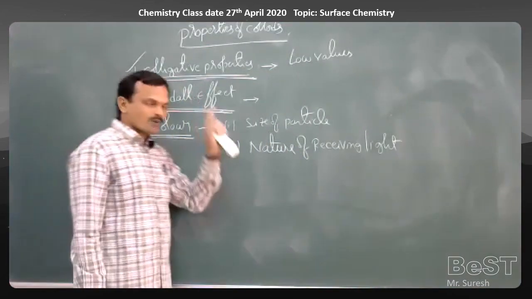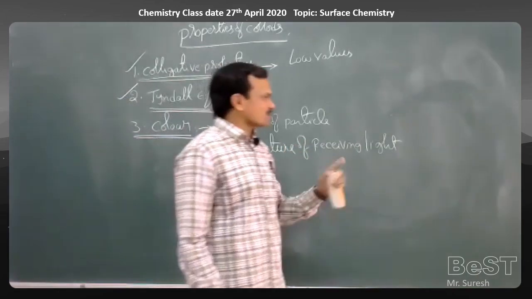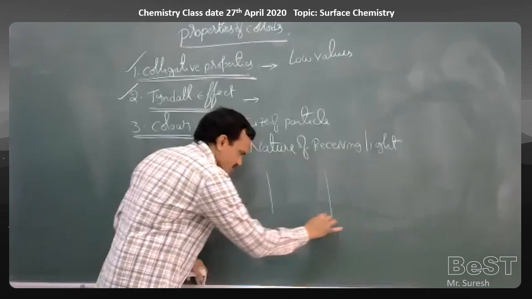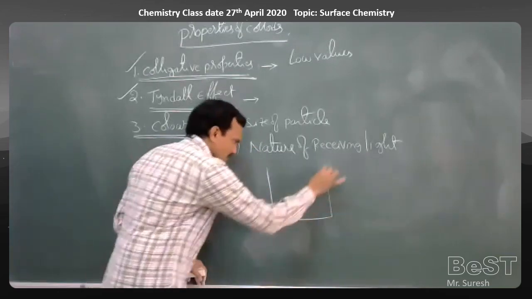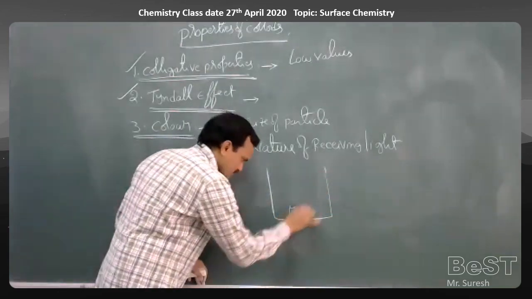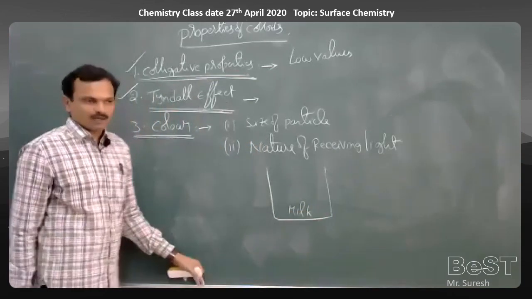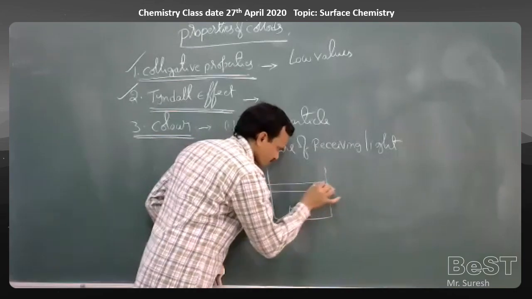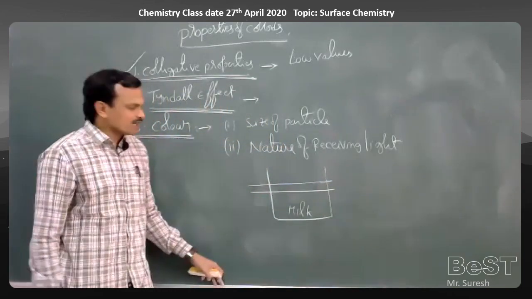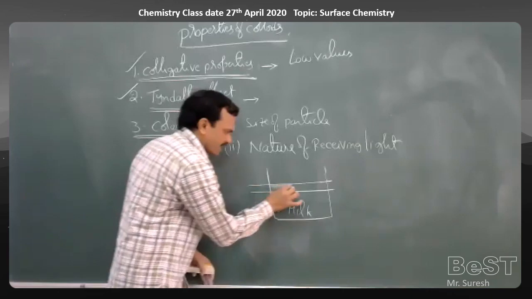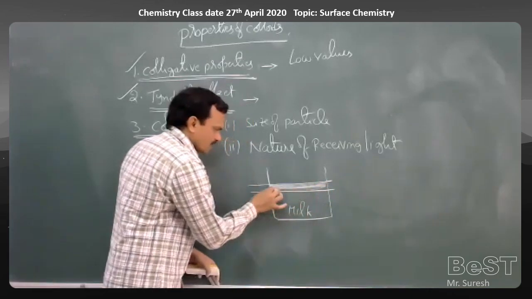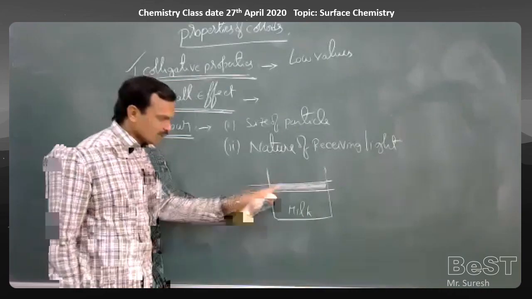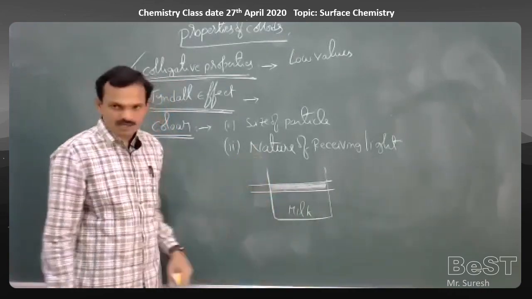Because the same colloidal solution can exhibit different colors. For example, let us take milk. If you take milk and pass a beam of light through the milk, the path of the light gets illuminated. This is the illuminated light beam. Then this illuminated light beam appears in two different colors.